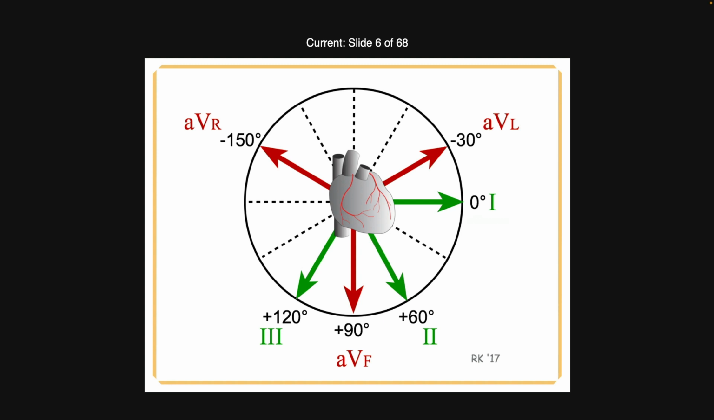Okay? So, for example, if you want to, you can keep in mind, if you're interested in the number, that contiguous leads tend to be 30 degrees away from each other. So, for example, we know that 2, aVF and 3 are contiguous, and if you look, 30 degrees difference, 30 degrees difference, okay? We know that 1 and aVL are contiguous, and yeah, they're 30 degrees difference.